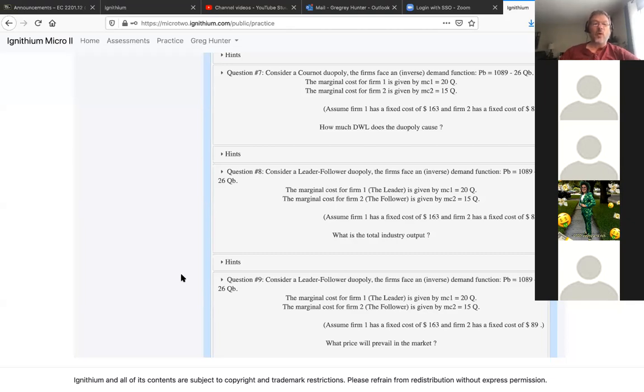So why don't we go ahead and finish up question number 1, which should be the easiest one, and let's see what you have for the reaction function for firm 1. There should be Q1 as a function of Q2. So go ahead and type in the chat your reaction function for firm 1.